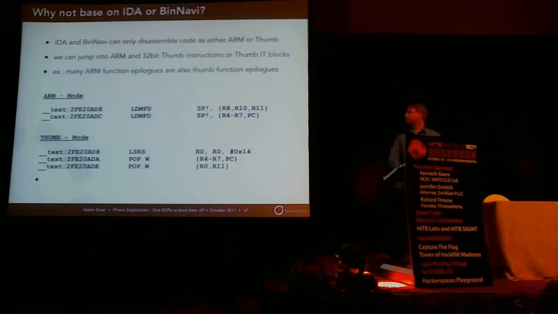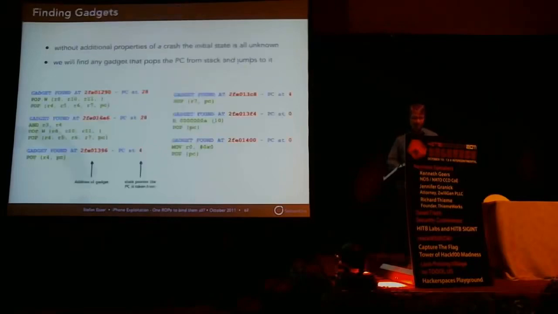So now I can use my baby ARM for finding gadgets. Normally I say, okay, it's a crash in a binary, it's an overflow, so I don't know about any register, everything is unknown. So by definition, the only gadgets it can find are gadgets that pop the program counter from the stack. And this is just a collection of some gadgets it found.